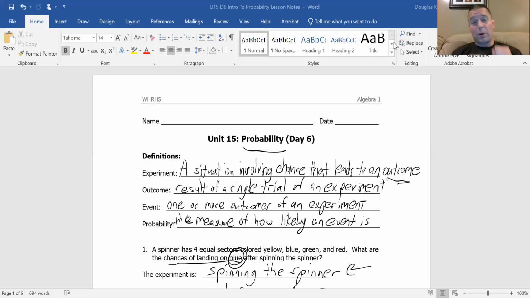Hello, everybody. Welcome to probability beyond counting. Now, instead of just saying how many ways there are to do this, we're going to ask the question, what's the probability of this occurring?